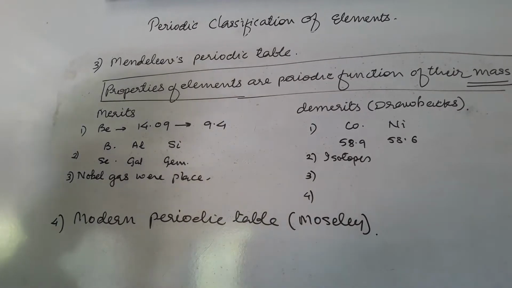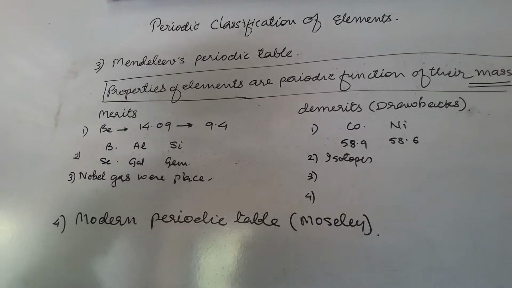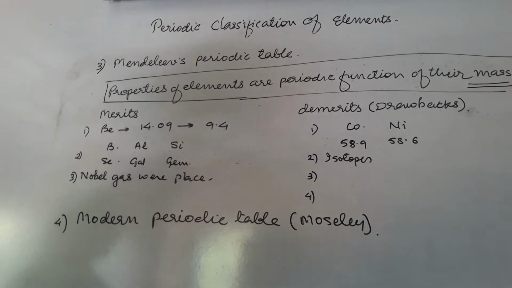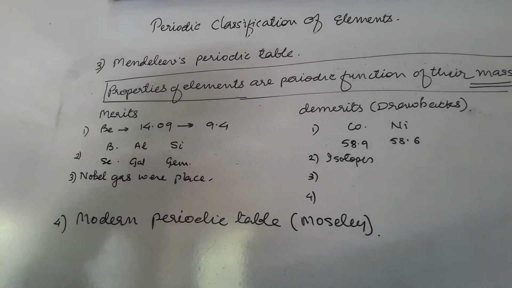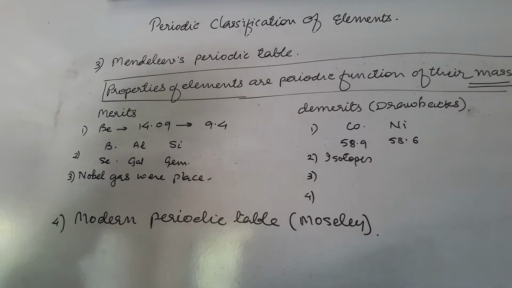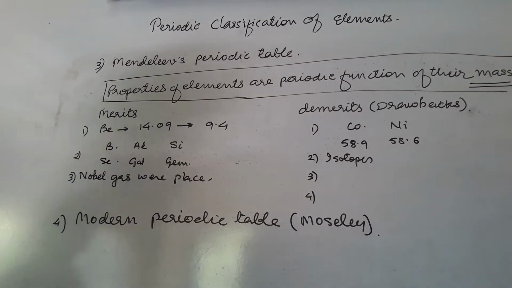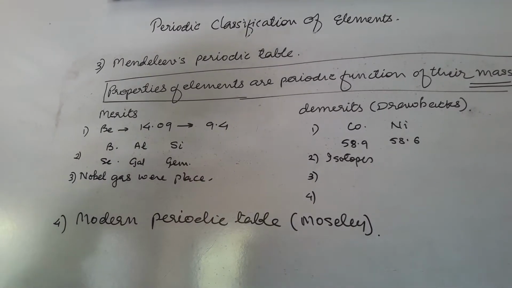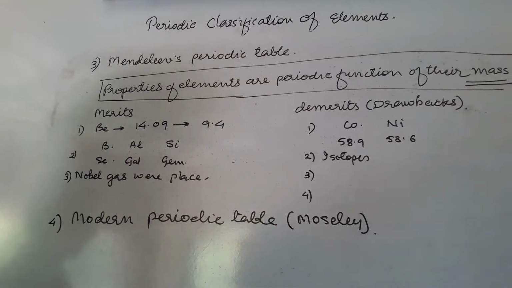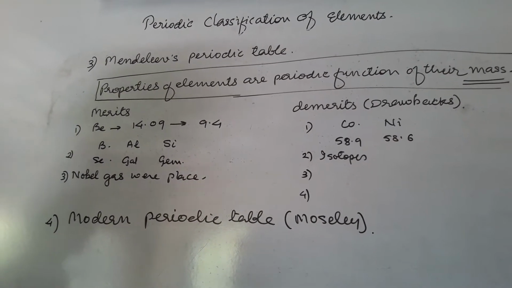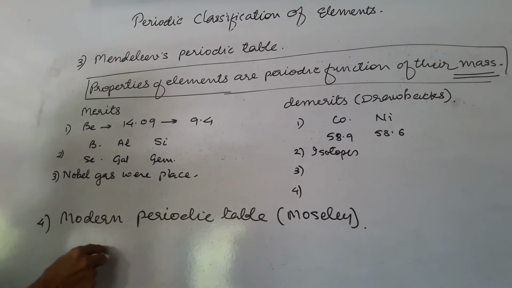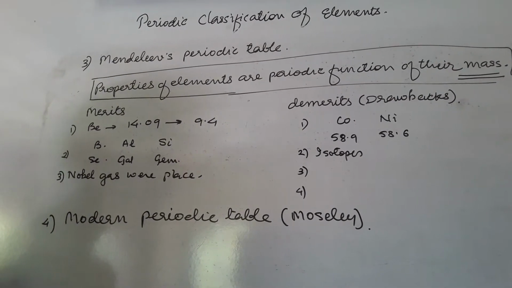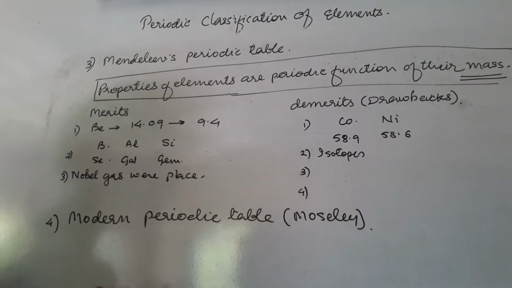Then during his time all the elements were not discovered. Some elements were undiscovered; they were not known. You will find below aluminium and below silicon and boron, there are blank spaces, because the elements were not discovered. But even though, he predicted their properties. Why? Because they fall in the same category. Suppose aluminium is there and below aluminium no element is discovered, but the property will be the same.